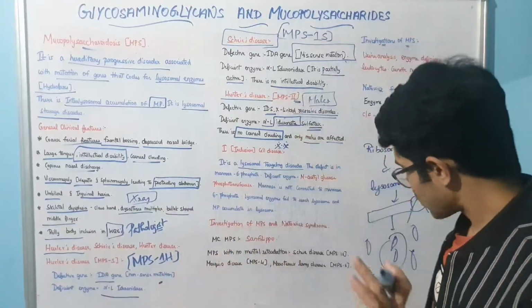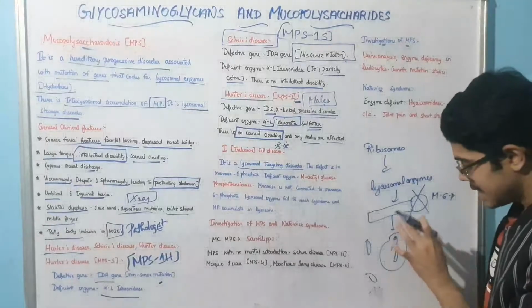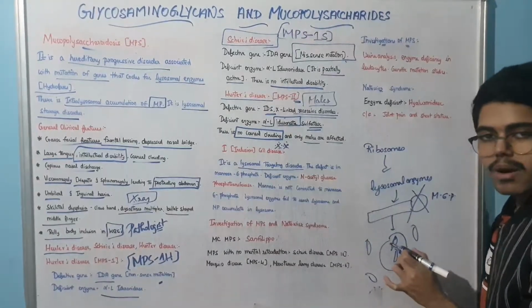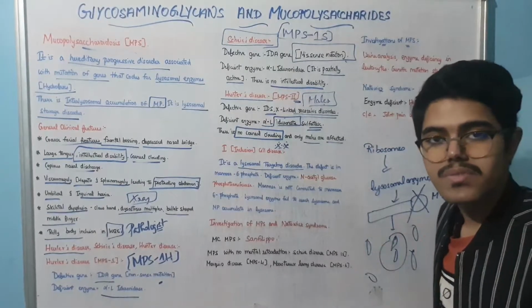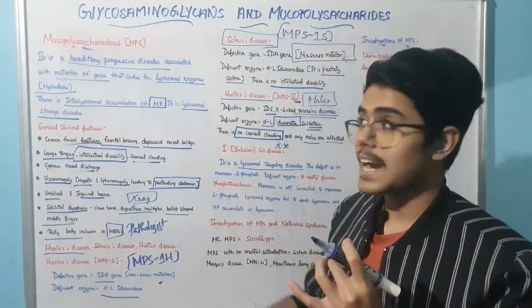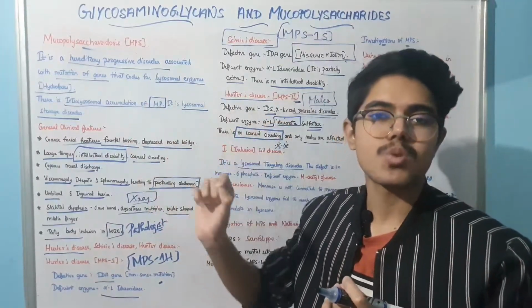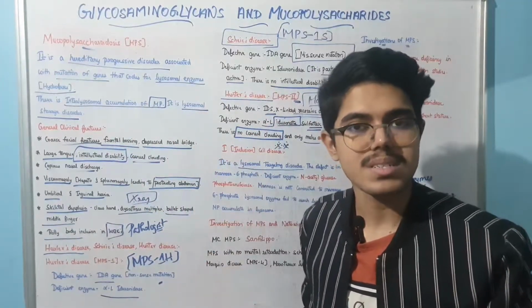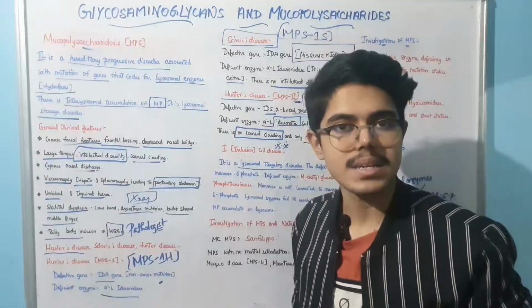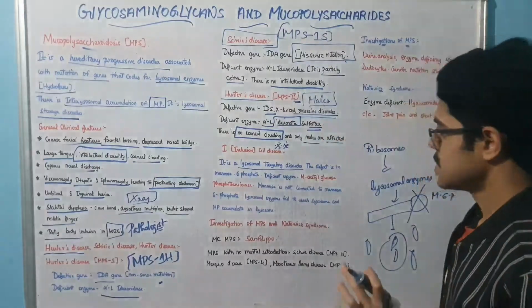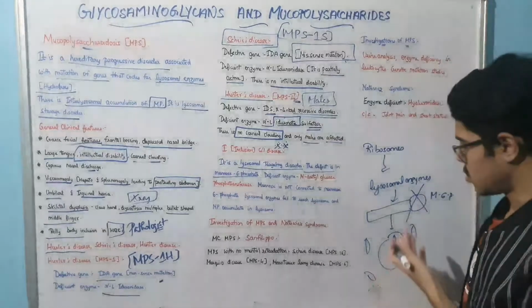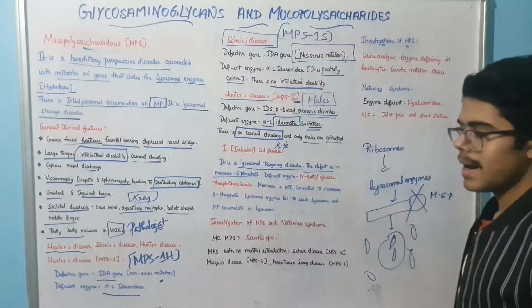Understand? Because of this, there is accumulation of mucopolysaccharides, and there will be the general features of mucopolysaccharidosis. But it is not a mucopolysaccharidosis, because it is a lysosomal targeting disorder. Very simple. Now the defect is in mannose 6 phosphate.